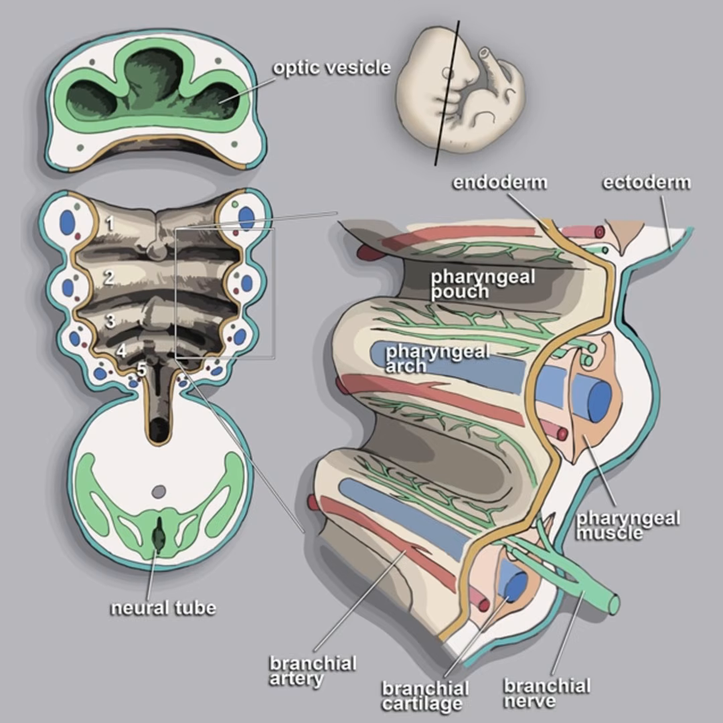The outer surface is lined by ectoderm, forming the pharyngeal clefts or grooves, while the inner surface is lined by endoderm, forming the pharyngeal pouches. There are typically 5 arches, with the 5th arch usually regressing.